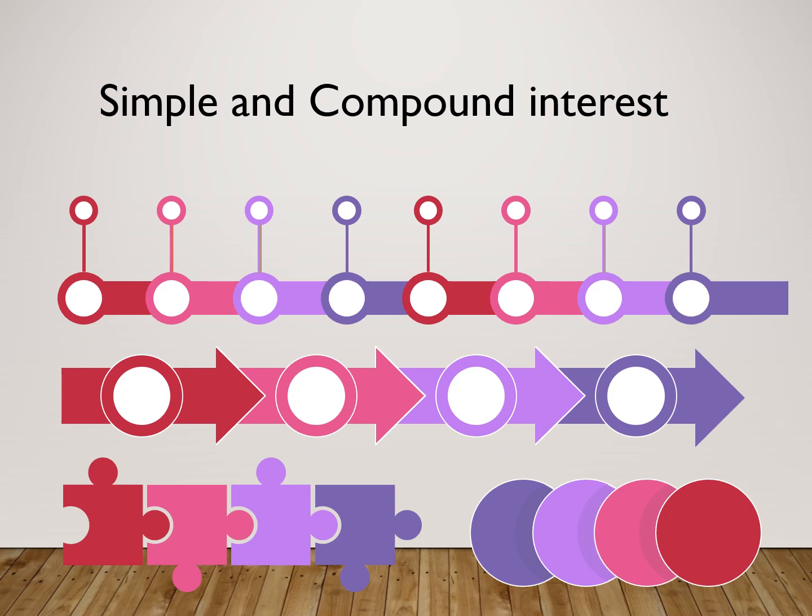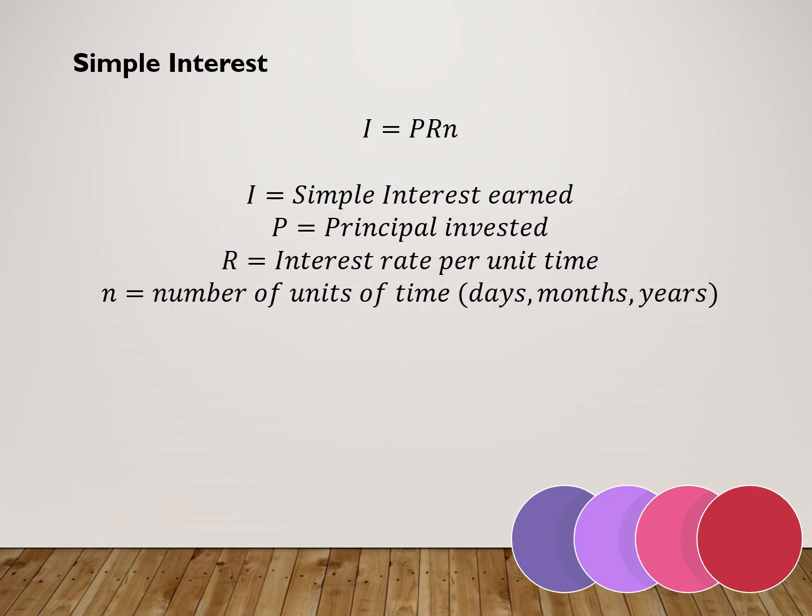Welcome to simple interest and compound interest. So let's start with simple interest. Simple interest is the formula I equals PRN. Unfortunately, this is not on your formula sheet.